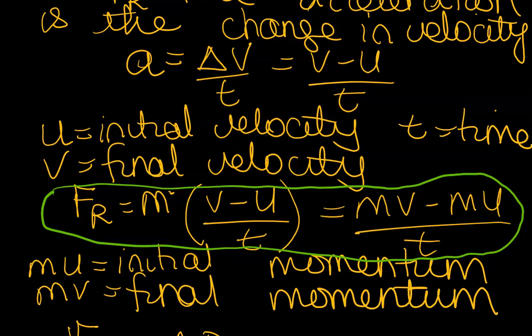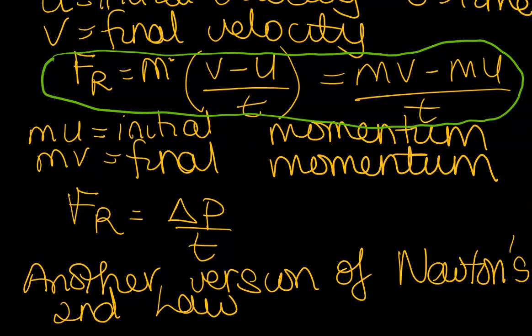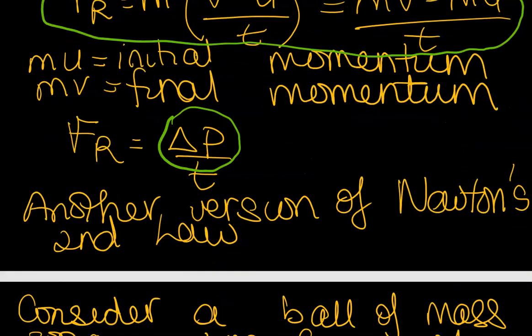Because now, by expanding the bracket, we have seen two expressions, mu and mv. The mu is representative of the initial momentum and mv of the final momentum. So now we could move on to this line where we could say the resultant force is the change in momentum over time. So delta p, delta is a Greek symbol, and it indicates change in momentum with time.